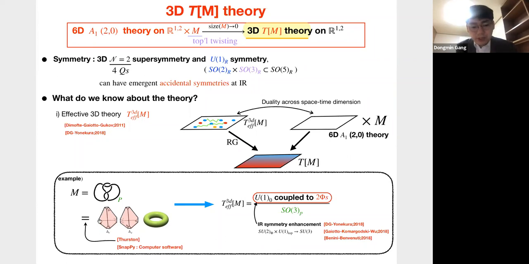So for example, this three manifold can be described by the gluing of two tetrahedra and one solid torus. Each tetrahedron introduces a chiral field, in this case two chiral fields, and the solid torus corresponds to some SO(3) gauge field. So depending on this gluing rule, we can read off this field theory construction.